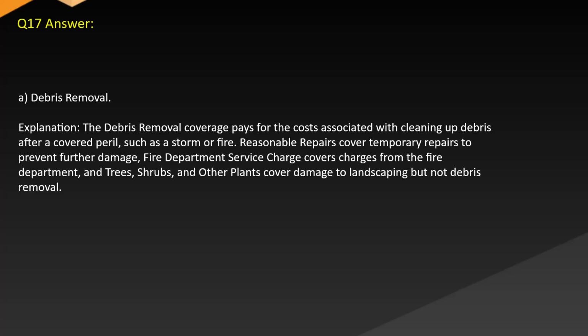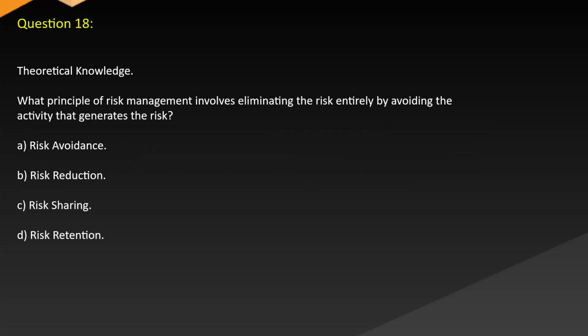Answer A. Debris removal. Explanation: the debris removal coverage pays for the costs associated with cleaning up debris after a covered peril, such as a storm or fire. Reasonable repairs cover temporary repairs to prevent further damage. Fire department service charge covers charges from the fire department, and trees, shrubs, and other plants cover damage to landscaping but not debris removal.